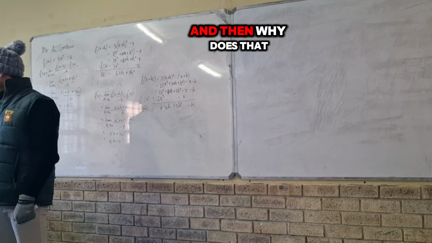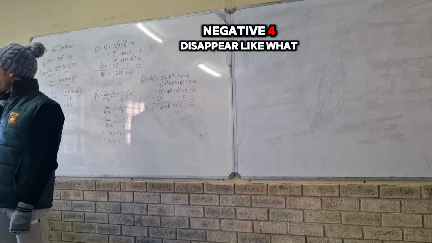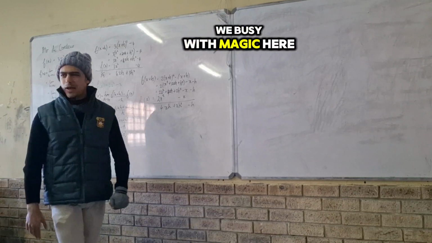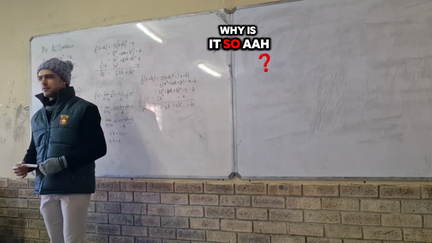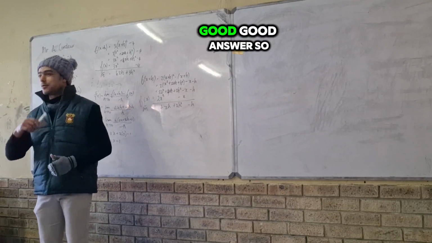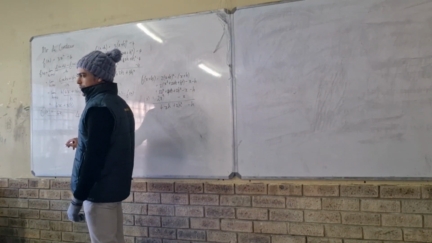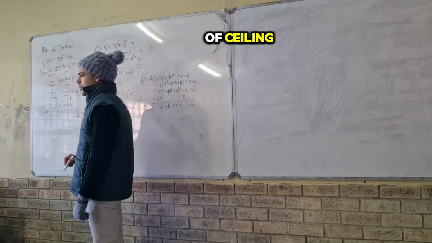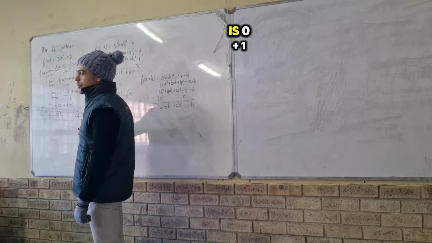And then, what happens to the negative 4? It disappears. It disappears, so we're busy with magic here. Why is it so? It is multiplied with 0. Good answer. So when we have a constant term, a constant term is actually x to the power of 0. But we don't write this down because anything to the power of 0 is 1.